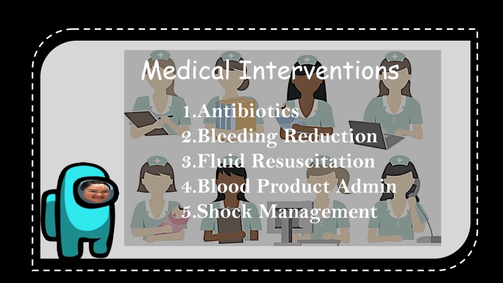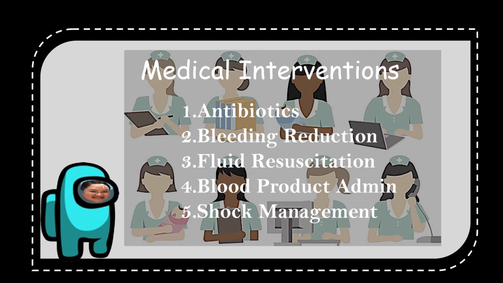Here are the medical interventions. First, antibiotics. To treat DIC, the underlying cause must be treated. Sepsis is the leading cause of DIC, and the patient had peritonitis after her appendix ruptured. Second, bleeding reduction. By doing this, it will help to sustain the life of the patient. Fluid resuscitation to replace volume lost and to sustain blood pressure.